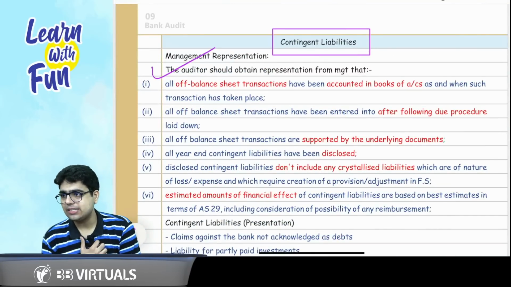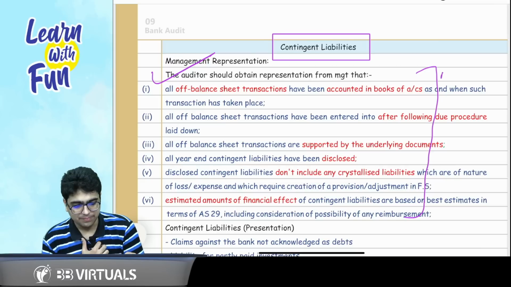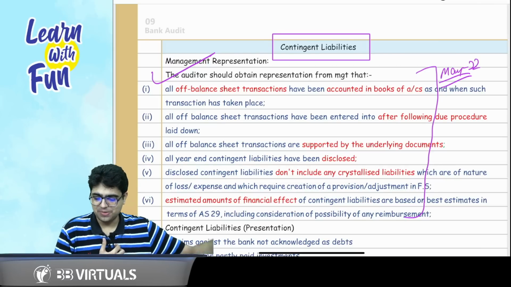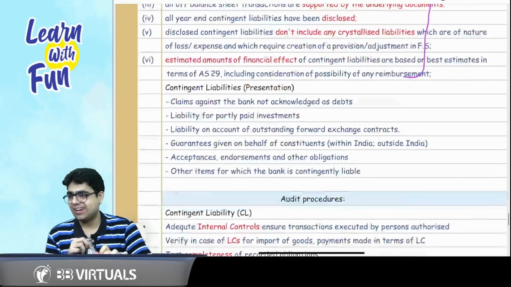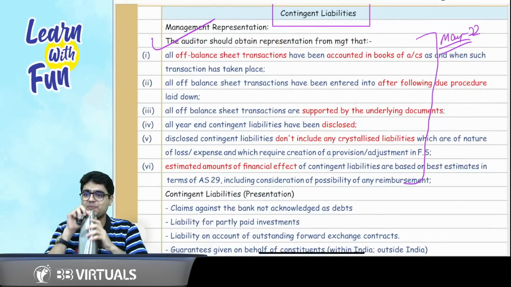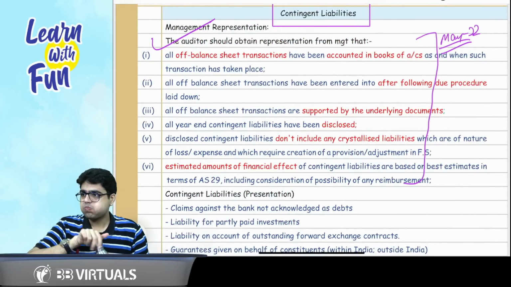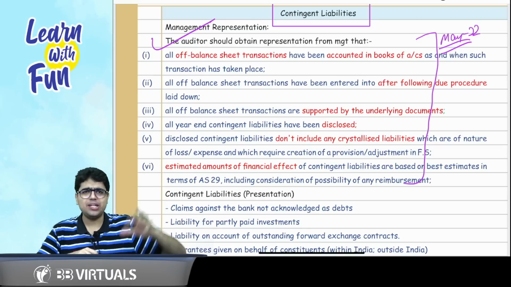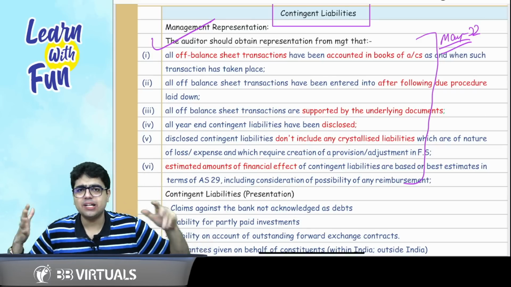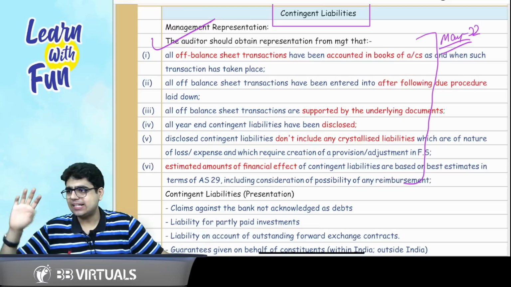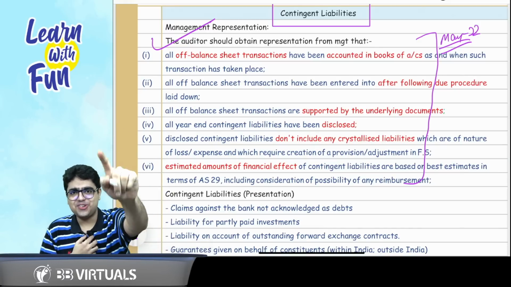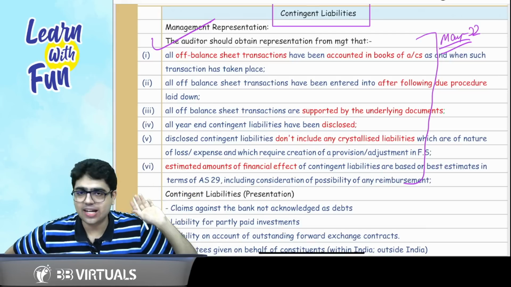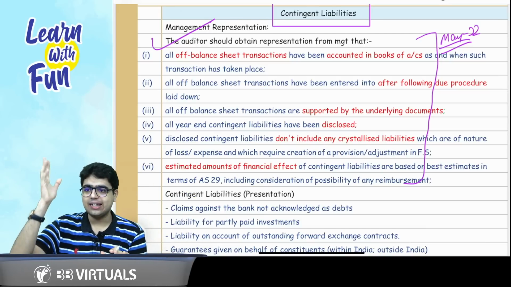In contingent liabilities, this question was asked by ICAI in the May 22 exam. So can I skip it? Please allow me. Can I skip it? Please tell me fast. Can we skip this part? Can we skip to the good part? Come on, tell us. This portion has already been asked in May 22 and I don't think these people are so crazy that they will ask it again. So let's skip it. Okay, I'm skipping it. At your own risk, okay? At your own risk, you can revise it after the class. Don't leave it, at least read it.